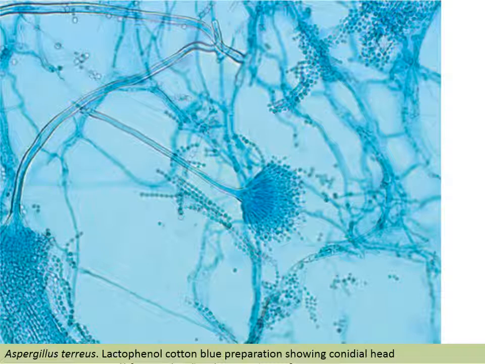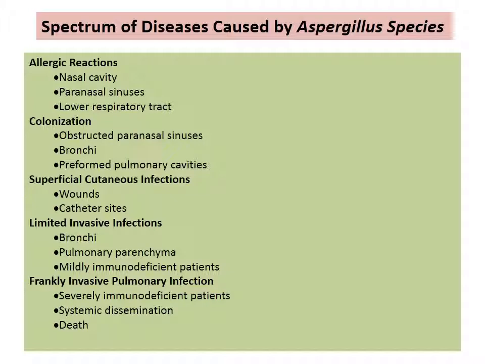Now, if you look at the spectrum of diseases caused by Aspergillus species, you will see a very widely distributed reaction, all the way from allergic reaction in the nose, sinuses, and even lower respiratory tract. They can colonize our paranasal sinuses and move from there to bronchi, and then may go further down and form preformed pulmonary cavities. They can also cause some skin infections, especially in wounds and catheter sites.